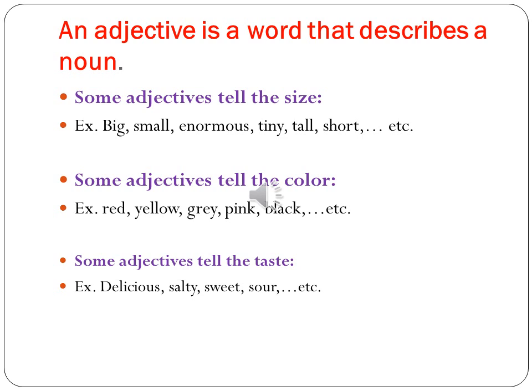Some other adjectives tell about the color of things: a red strawberry, a yellow book, a gray car, a pink flower, a black bag. Some adjectives tell us the taste: delicious cake, salty crackers, sweet candy, and sour lemon.